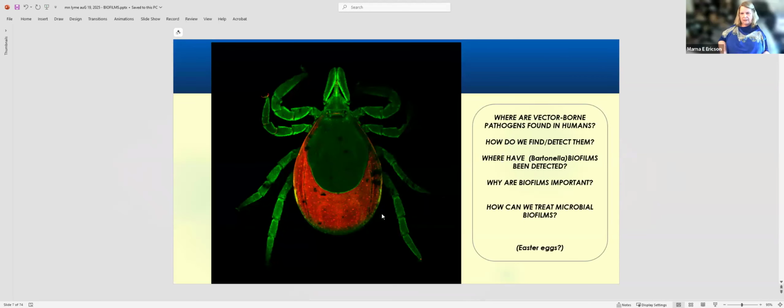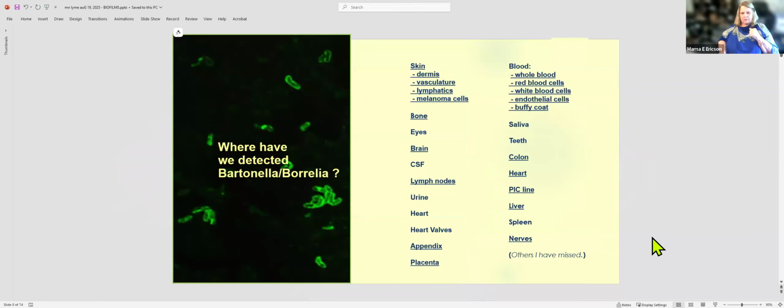So, the things I want to talk about today. Again, this is Ixodes scapularis, taken with one of my $1 million microscopes, and it's not mine, it belongs to the school. First question: where are these pathogens found in humans? Where have we actually found them, and what techniques do we use to detect them? Then, where have we actually found Bartonella biofilms, and why are they important? And then what kind of treatments might work? And I have some Easter eggs that I'm going to talk about.